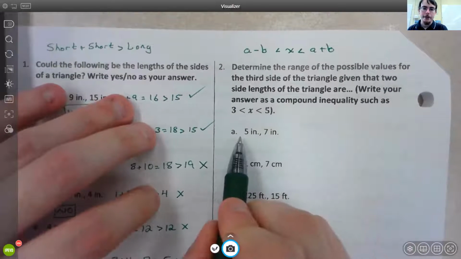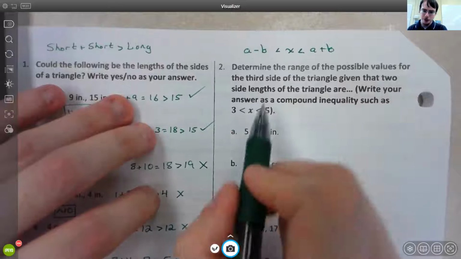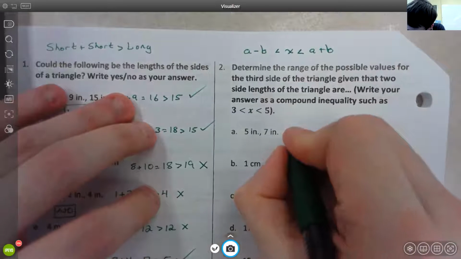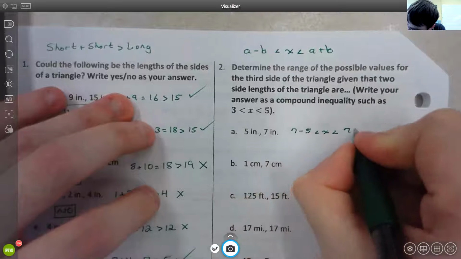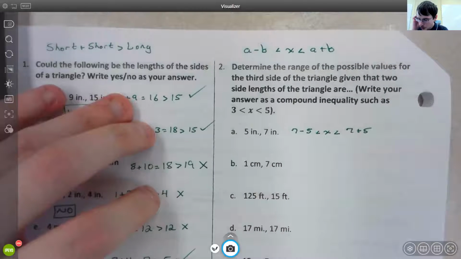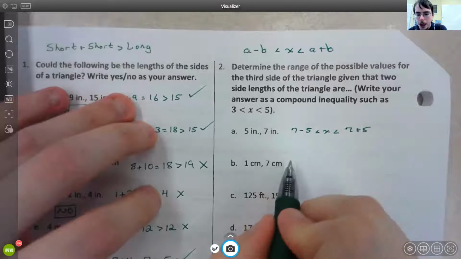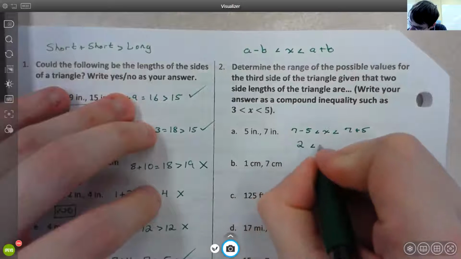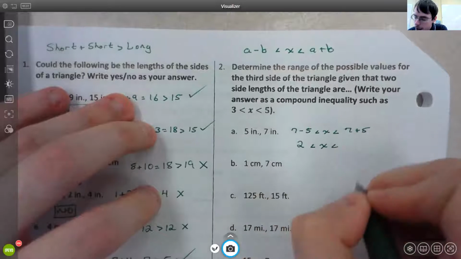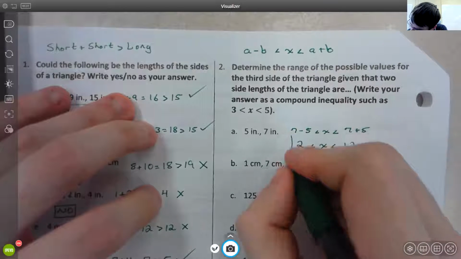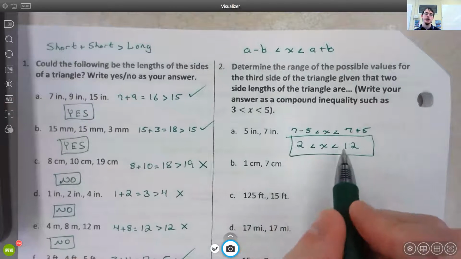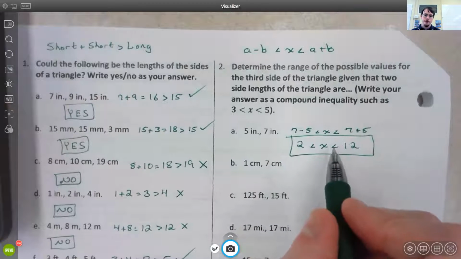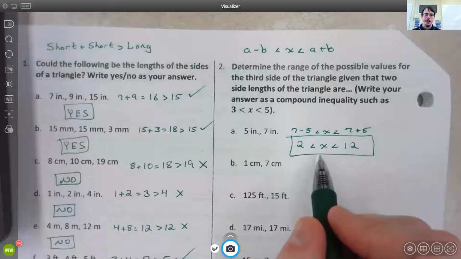So let's look at A. We have 5 and 7. So we're going to take 7 and subtract 5, less than x, less than, and then we're going to do 7 plus 5. 7 minus 5 is 2. 7 plus 5 is 12. So x has to be between 2 inches and 12 inches. And that's it. That's how you find your range.